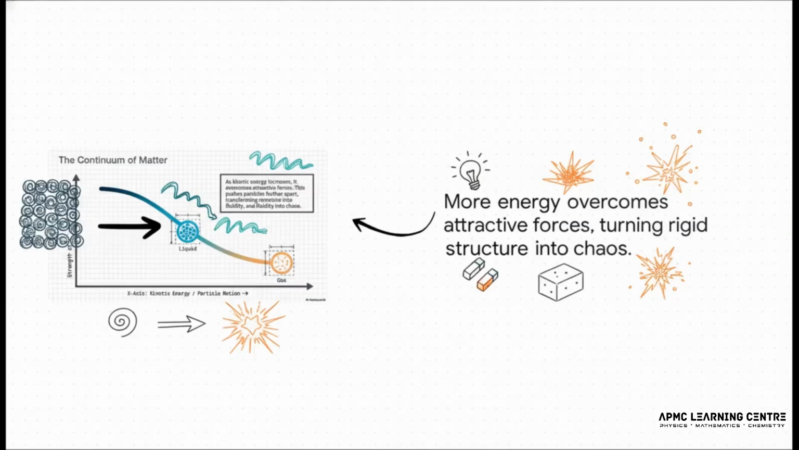And this final graph, this brings it all together beautifully. Look, on the bottom we have kinetic energy. On the side we have the attractive forces holding particles together. See what happens? As you add more energy, as you move to the right, you start to overpower those forces. You go from the rigid structure of a solid to the fluidity of a liquid, and finally to the total chaos of a gas. It's all just a constant battle between energy and attraction.